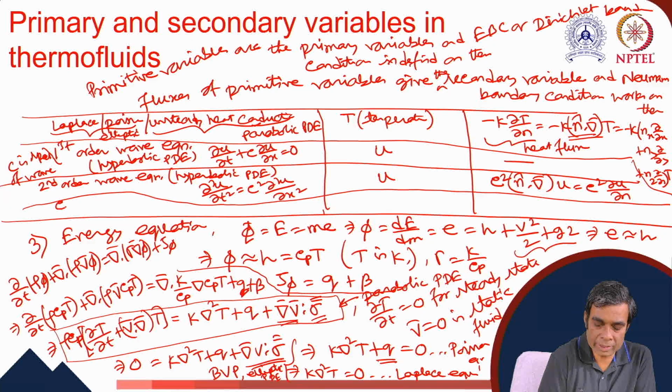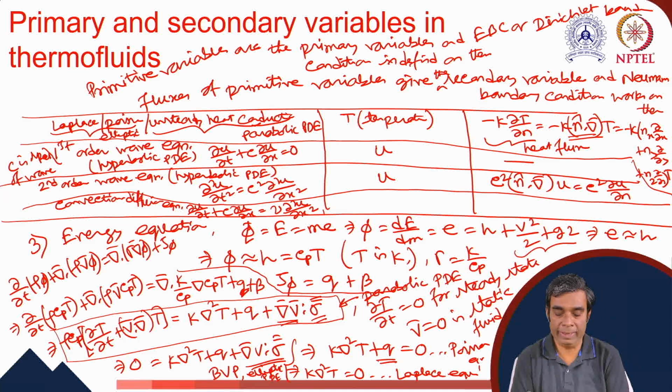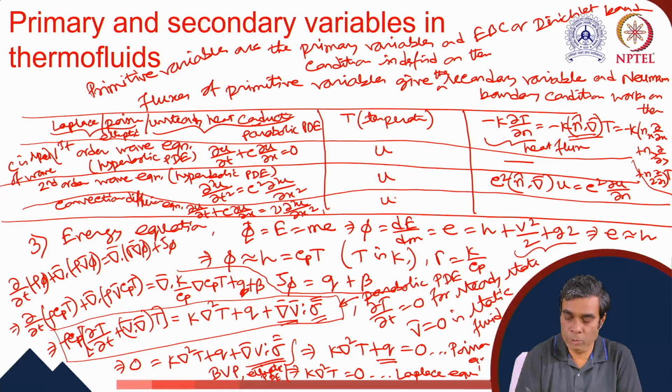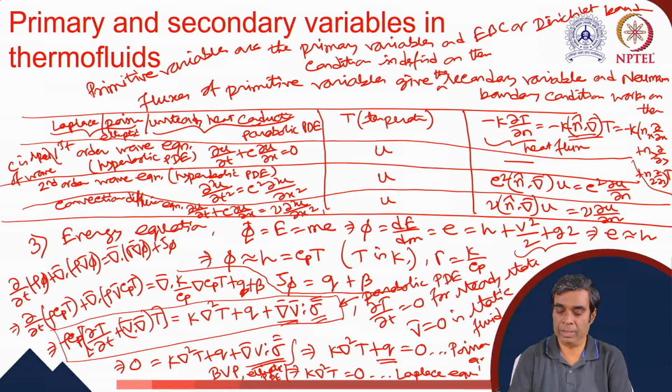Now we go for the convection diffusion equation. For the convection diffusion equation, the equation is del u del t plus c del u del x equals nu del 2u del x2. So in this case, our primary degree of freedom is u and the secondary degree of freedom is nu into n cap dot del into u. So it is nu del u del n. This is the secondary variable for the convection diffusion equation.